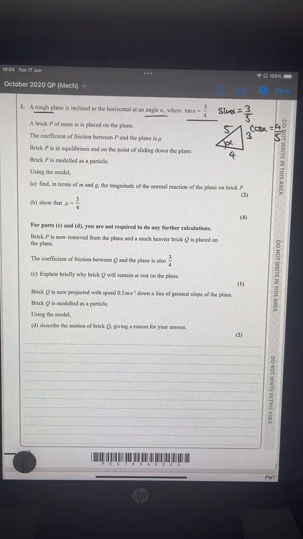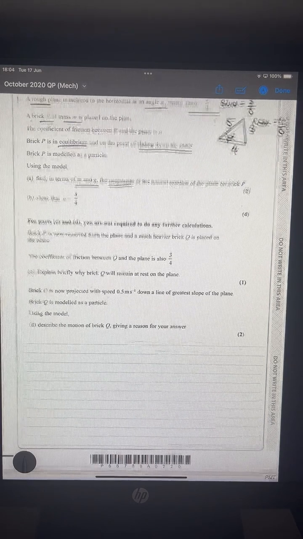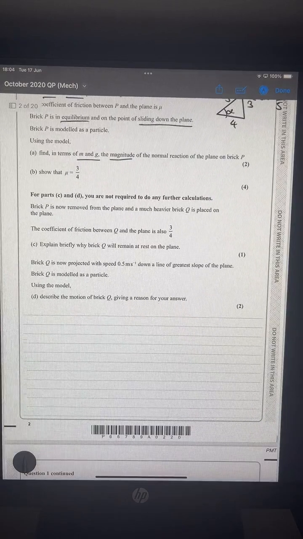A brick P of mass M is placed on the plane. The coefficient of friction is mu, that's helpful. Brick P is in equilibrium and on the point of sliding down the plane, and is modeled as a particle. Using the model, part A, find in terms of m and g the magnitude of the normal reaction of the plane on brick P. The second last video I posted does this.